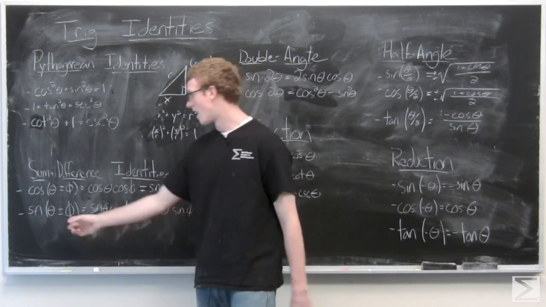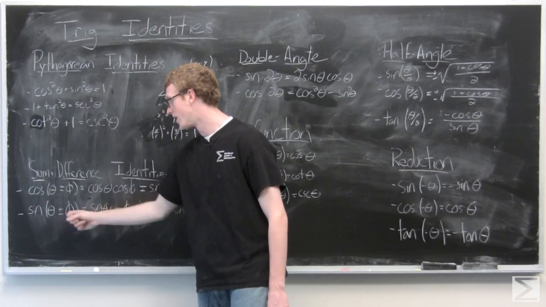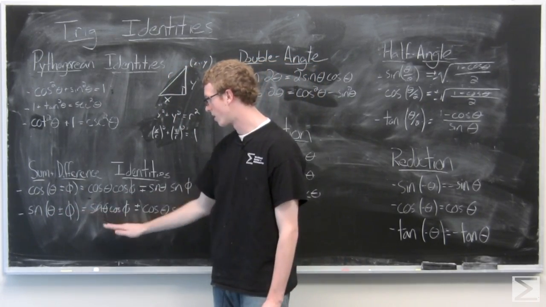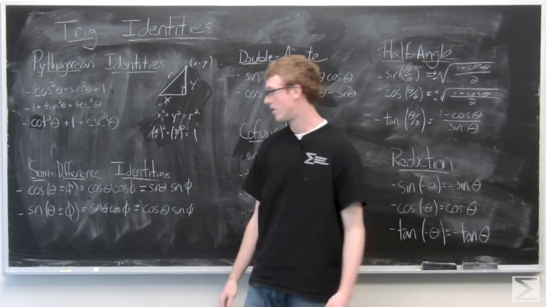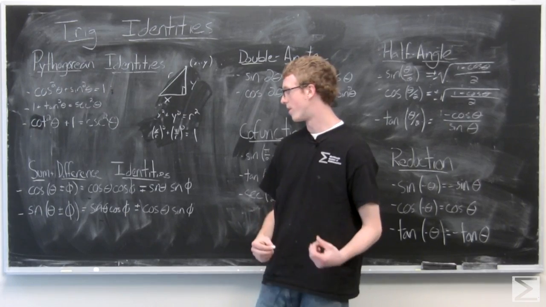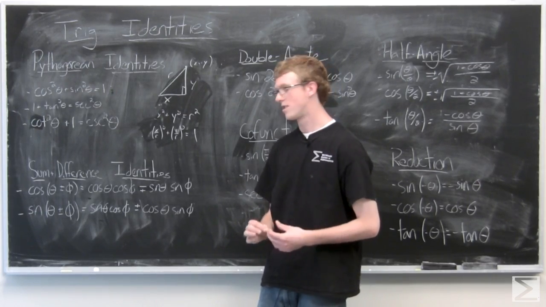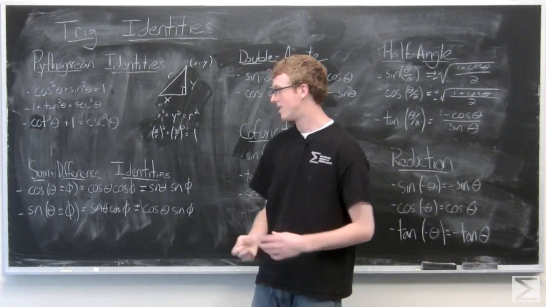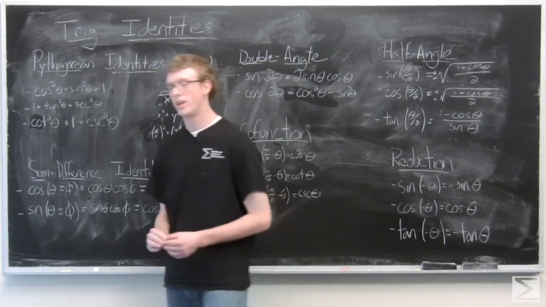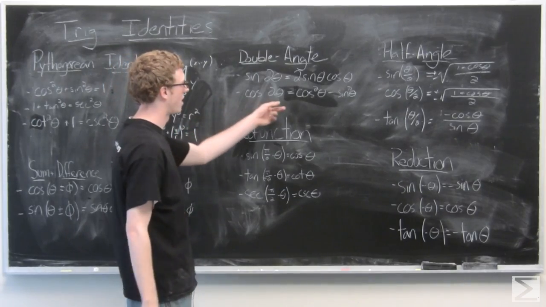And then for sine of theta plus or minus phi, the signs stay the same. So if you have plus, you have plus in the middle here. If you have minus, you have minus. And it's sine theta cosine phi plus or minus cosine theta sine phi. That identity is normally really useful in proving these other identities.